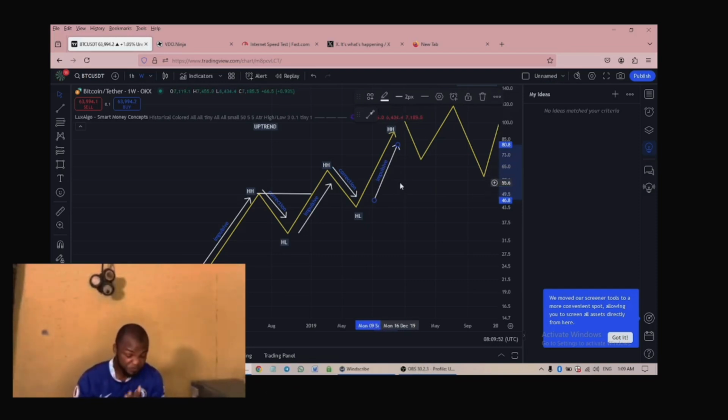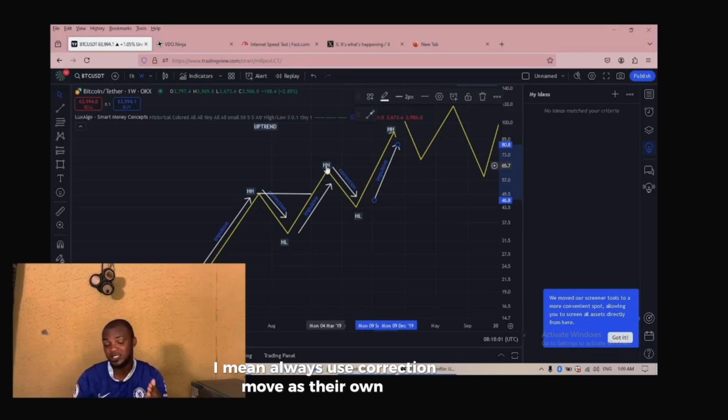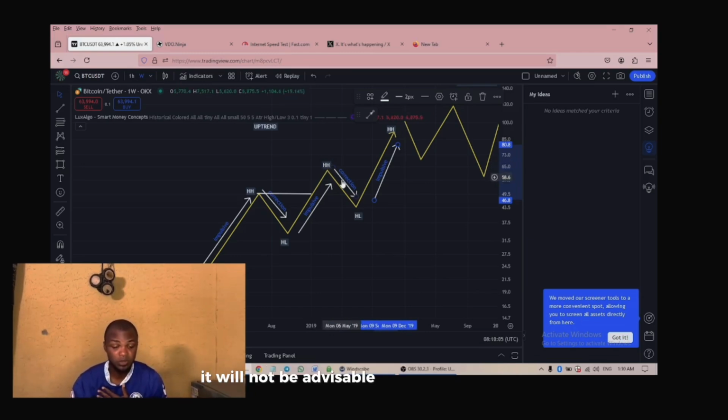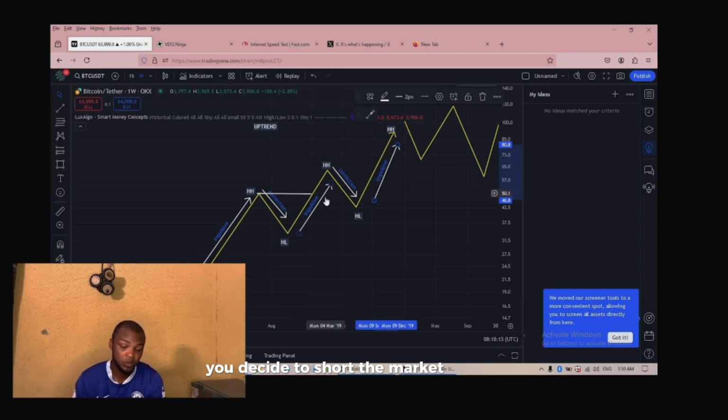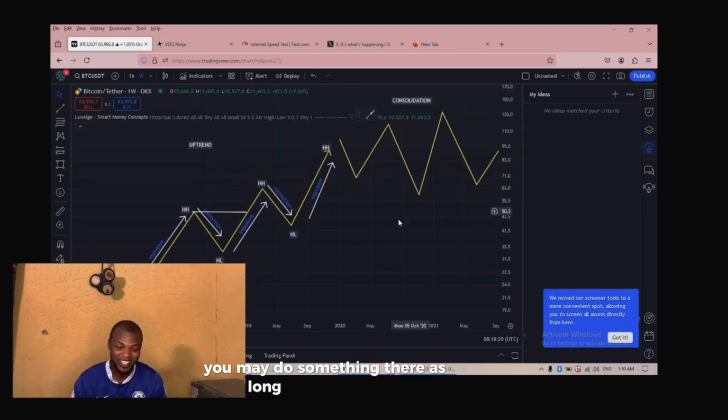So some people decide to always use the correction move as their own trade, but for me it will not be advisable for you to fight with the trend. You see we are in an uptrend and you decide to short the market, you may actually go wrong, you may do something that is wrong, you understand.